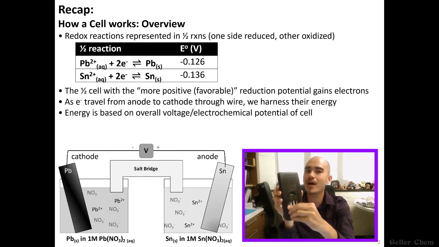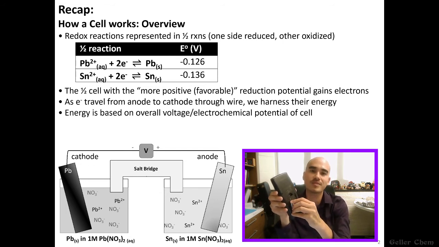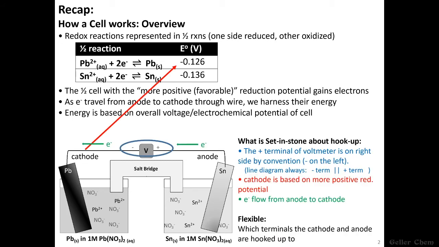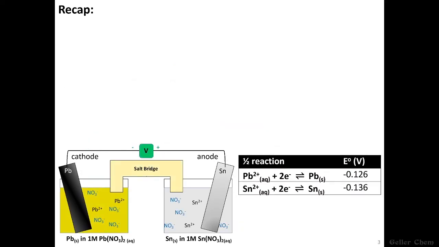Do I align them properly? Or do I flip it upside down, right? Of course, if we flip it upside down, the thing won't work. For a voltmeter, the consequence is that the voltage that it would read would be reverse of what the spontaneous reaction actually is. And so let's talk about that potential, both from the reaction and from the voltmeter perspective.